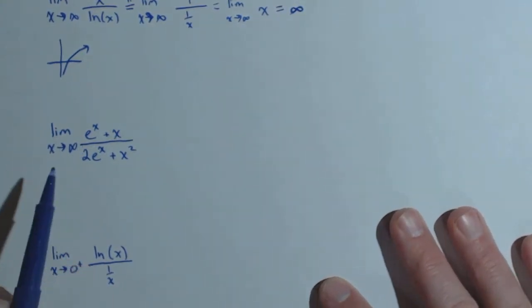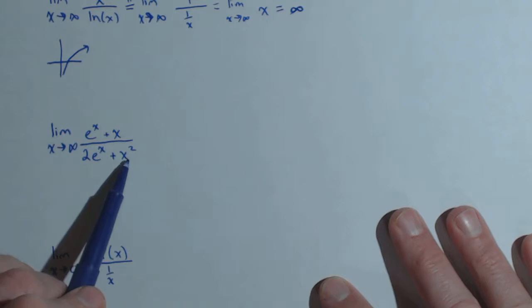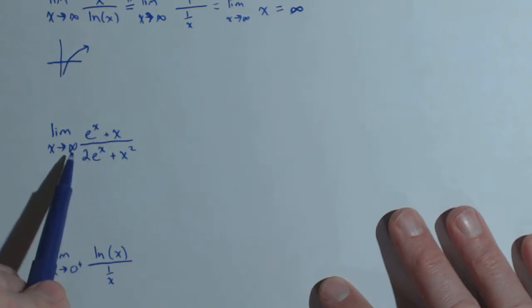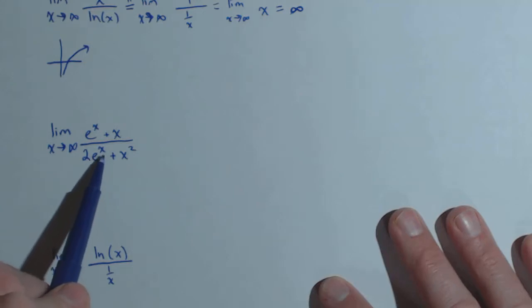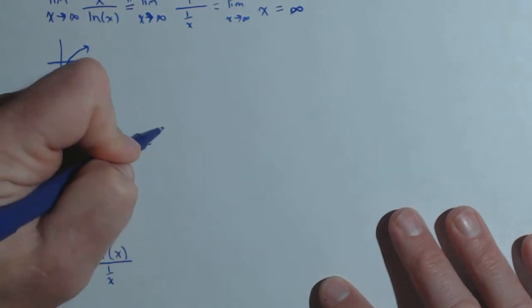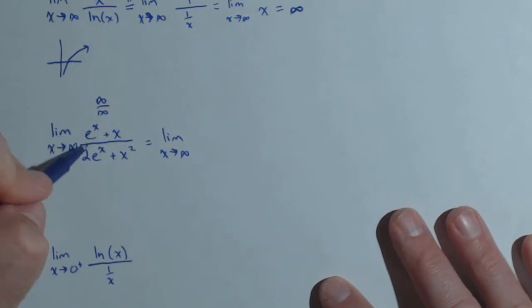Let's look at a couple more. Limit as x goes to infinity of e to the x plus x over 2e to the x plus x squared. The numerator is going to go to infinity as x goes to infinity, and so will the denominator very quickly because of those exponential pieces. So this is clearly a L'Hopital's rule case. And then we'll take the derivatives and we'll recalculate the limits.